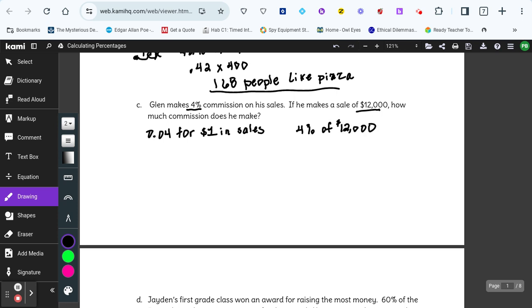So if I get 4 pennies 12,000 times, what's that going to be? Remember, if you don't see a decimal in a number for 4%, you put the decimal at the end and move it 1, 2, and in the empty spot, you put a 0, okay? What is 4 pennies 12,000 times? Okay, so I'm just going to take my calculator and multiply that out. That means Glenn would get to keep $480 in commission.